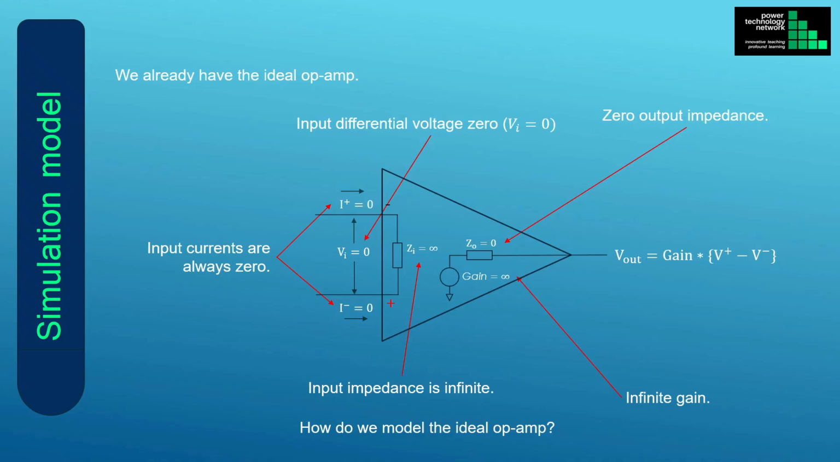Note that these characteristics are a bit contradictory. The output voltage is equal to the input voltage difference multiplied by the gain, but keep in mind that the assumption is that the gain is infinite, and the input voltage is 0. This shows the limitations of the application of these assumptions.